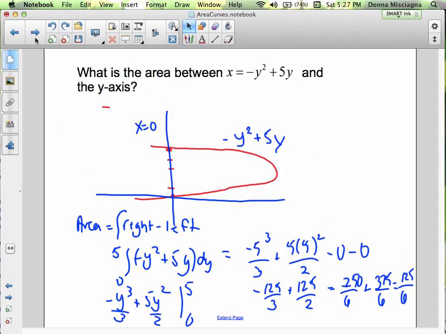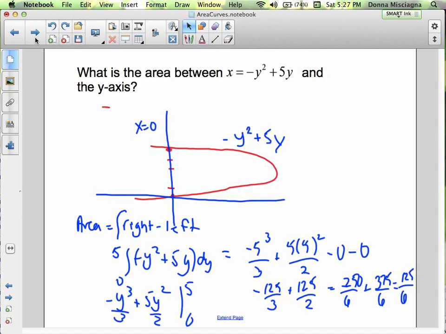Right? So we're integrating negative y squared plus 5y from 0 to 5. That becomes negative y cubed divided by 3 plus 5y squared divided by 2. Easy integrations here. Not even a substitution. Not a trig function. This has been easy. From 0 to 5.